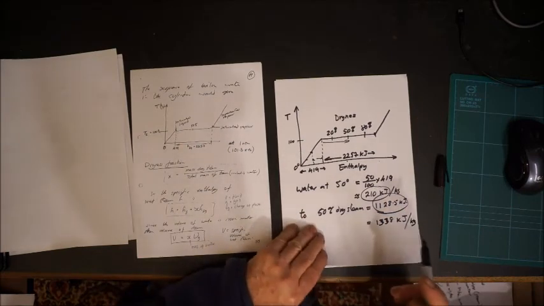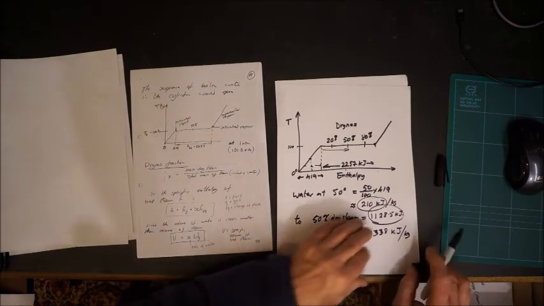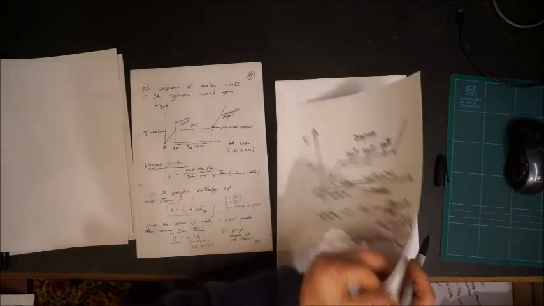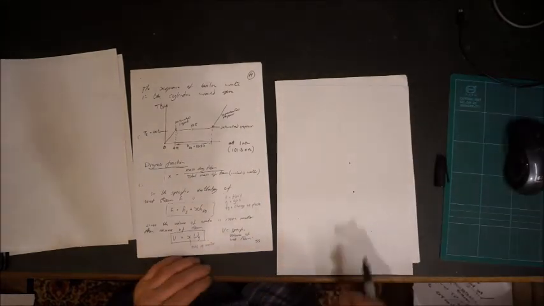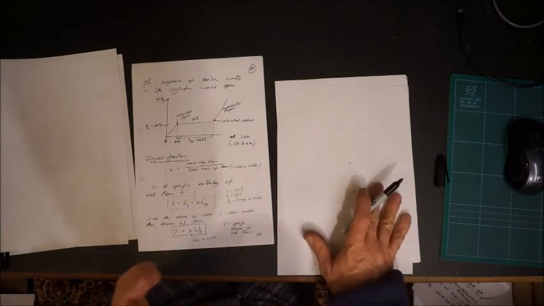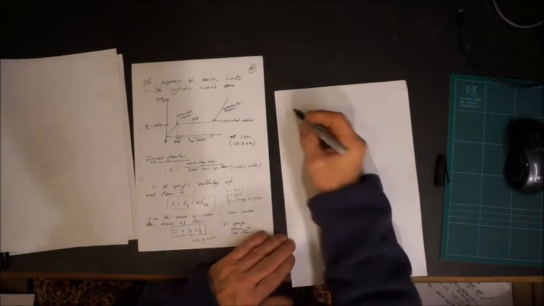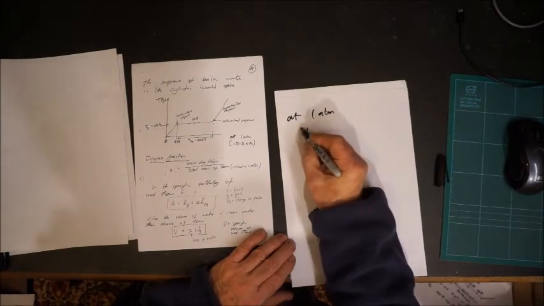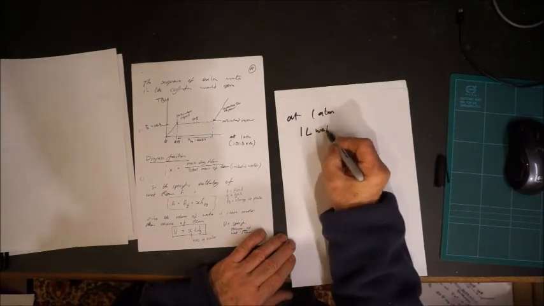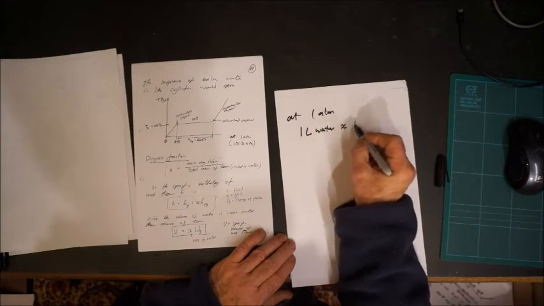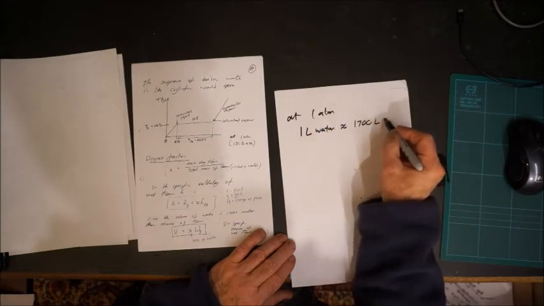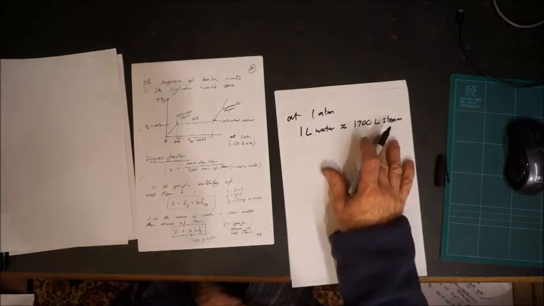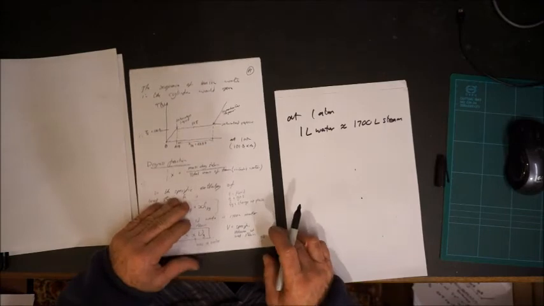Now, this final thing down the bottom here, this one's a fairly easy one. This is just simply the specific volume of steam that you get under various conditions. At one atmosphere, one litre of water gives you about 1,700 litres of steam. You can see why this is very popular for driving steam engines. Big increases in volume.